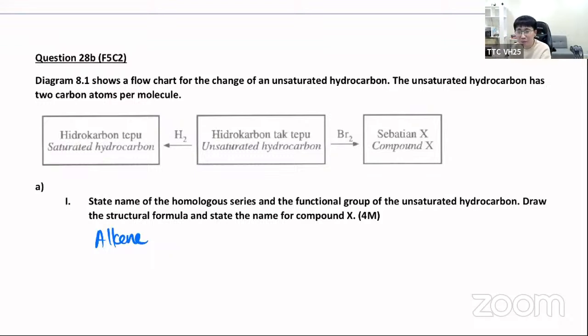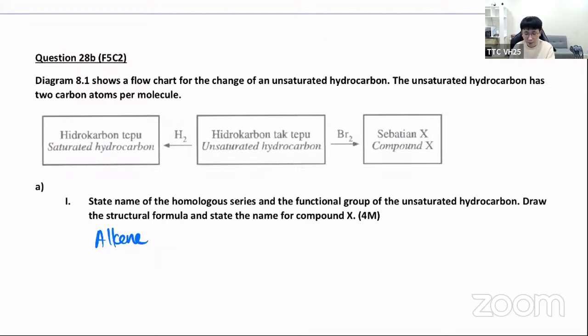Okay, so now moving on, the functional group of the unsaturated hydrocarbon. What is functional group? It means a special group inside all the homologous series. Sijen agrees. Thank you. Functional group means a special part for all the things we learn.